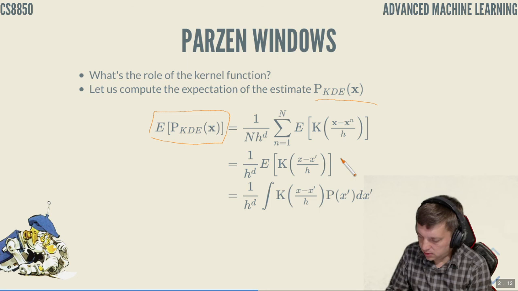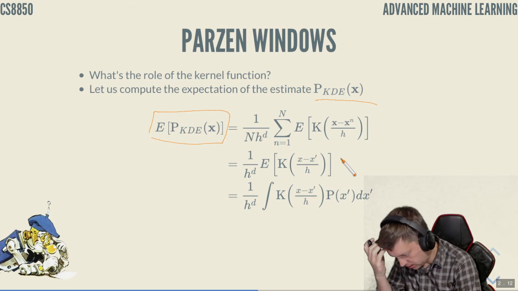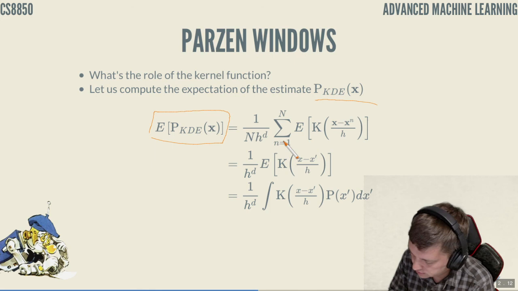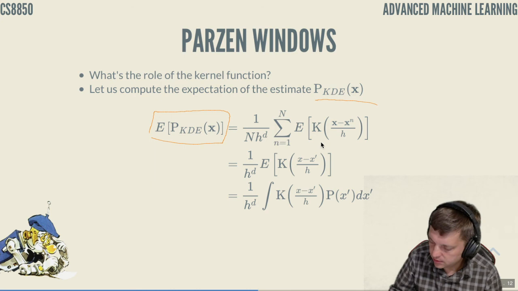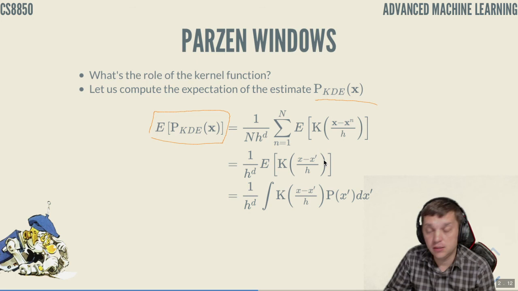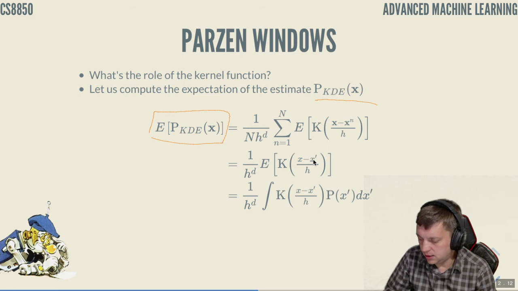And in the limit, yes, we can just drop the sum because we're now within the expectation. Anyways, integrate over all possible x sub n. X, let's rename them as x tick.